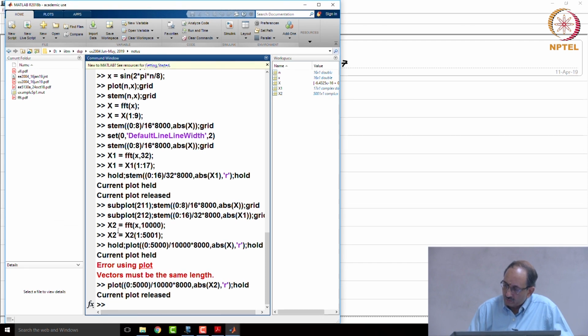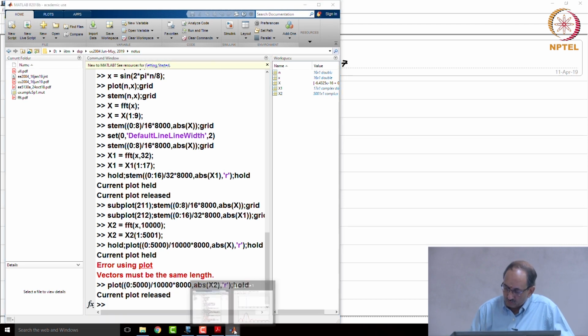So this is exactly what I did. X2 is what I have plotted. X2 is FFT of x comma 10,000. So the total length is 10,000. The first 16 samples are the samples of the sequence that I generated. The remaining are zeros, and then I computed the 10,000 point DFT, and then I took the first 5001 points, which corresponds to the index in the range 0 to 5000, and I have plotted it using plot rather than stem. All right. So this is what the plot shows.